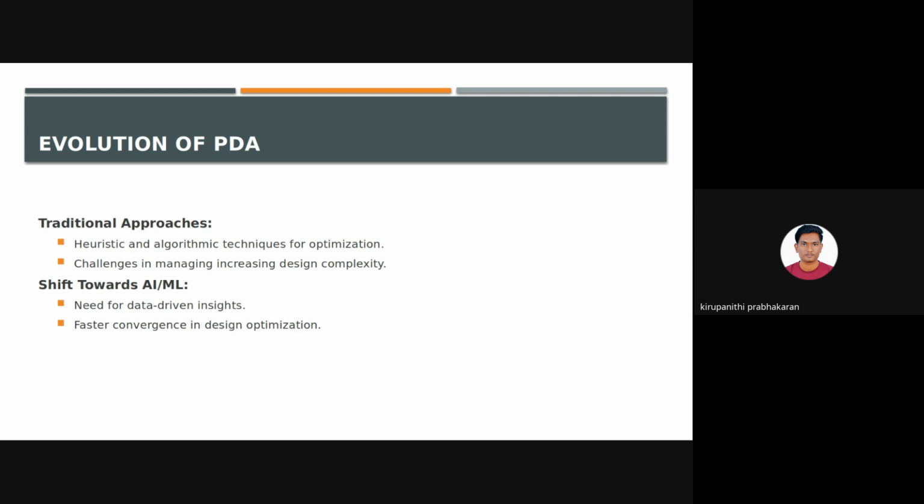Faster convergence in design optimization. AI and ML significantly reduce the time required to explore and optimize the design solutions. Reinforcement learning can dynamically adjust the placement or routing strategies by learning from real-time feedback during the design process. Train models on historic designs to predict the optimal parameters for placement and routing. Example, Google AI for TPU floor planning used RL to find floor plans 20 percent more efficient than human generated designs within an hour.